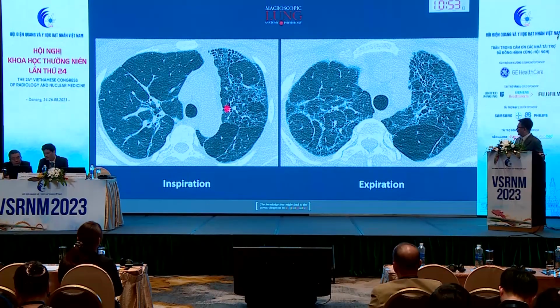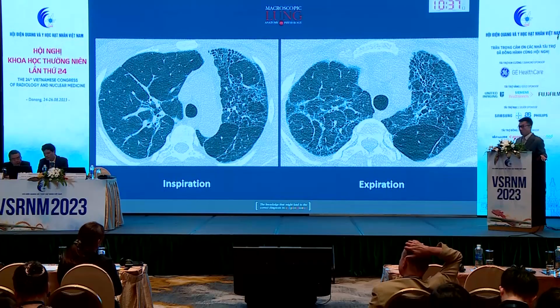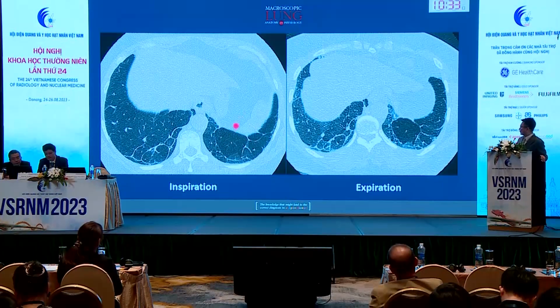So the typical finding is like a fibrosis. You can see the bronchovascular bundles are pulled together. And also the area of expansion because of air trapping. So fibrosis together with lung expansion are typical findings of post-tuberculosis. This is the same.